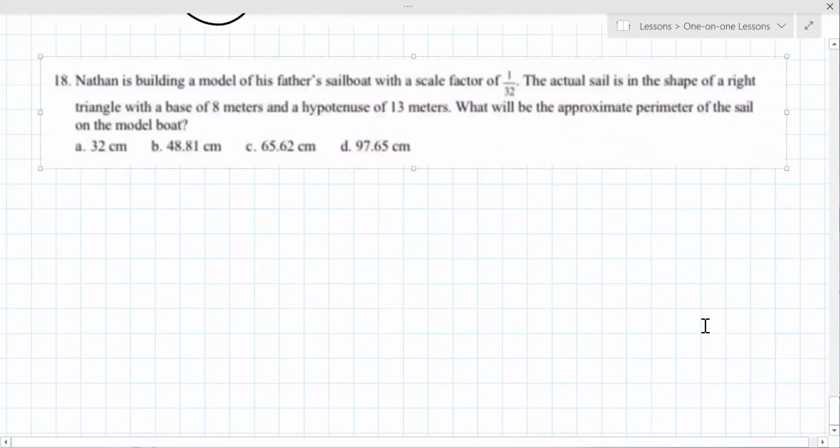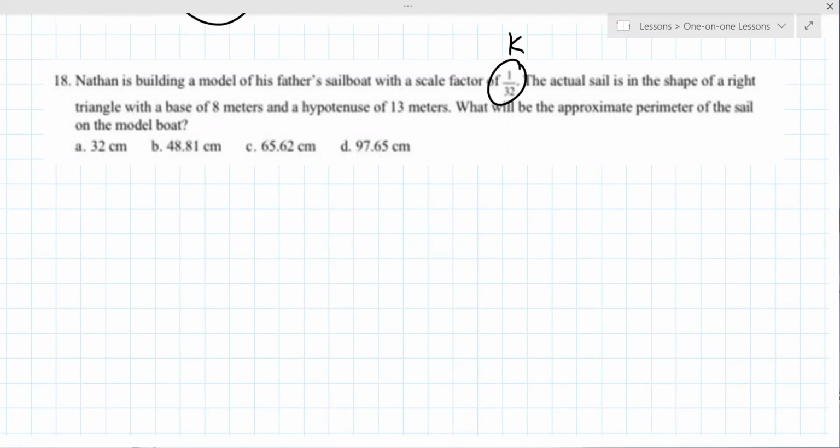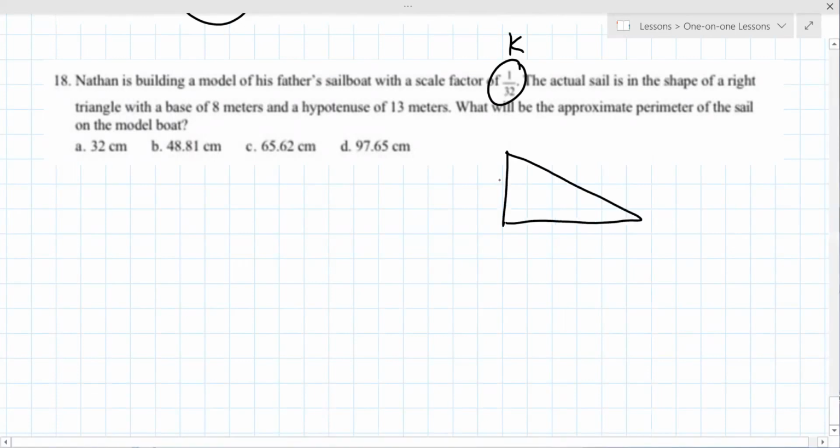Nathan is building a model of his father's sailboat with a scale factor of 1/32. That's k. The actual sailboat is in the shape of a right triangle with base of 8 meters, hypotenuse of 13 meters. We can draw that if we want. Base of 8 and hypotenuse of 13. What will be the approximate perimeter of the sail on the model boat?